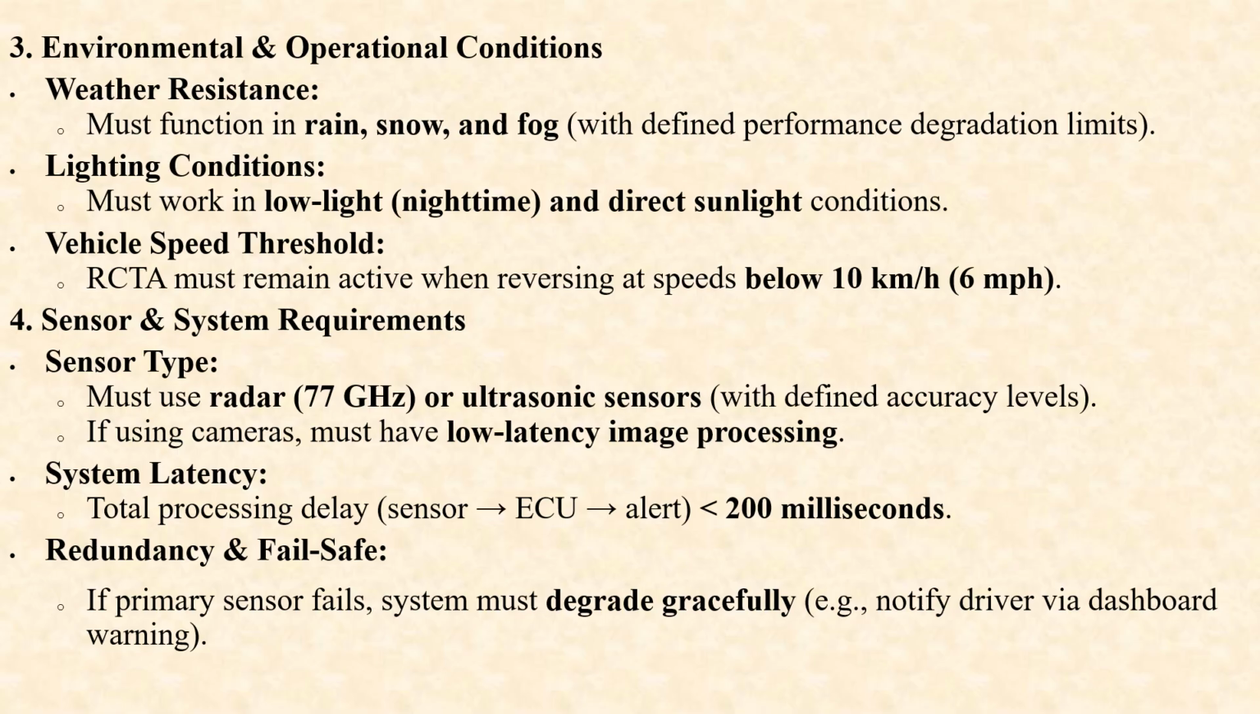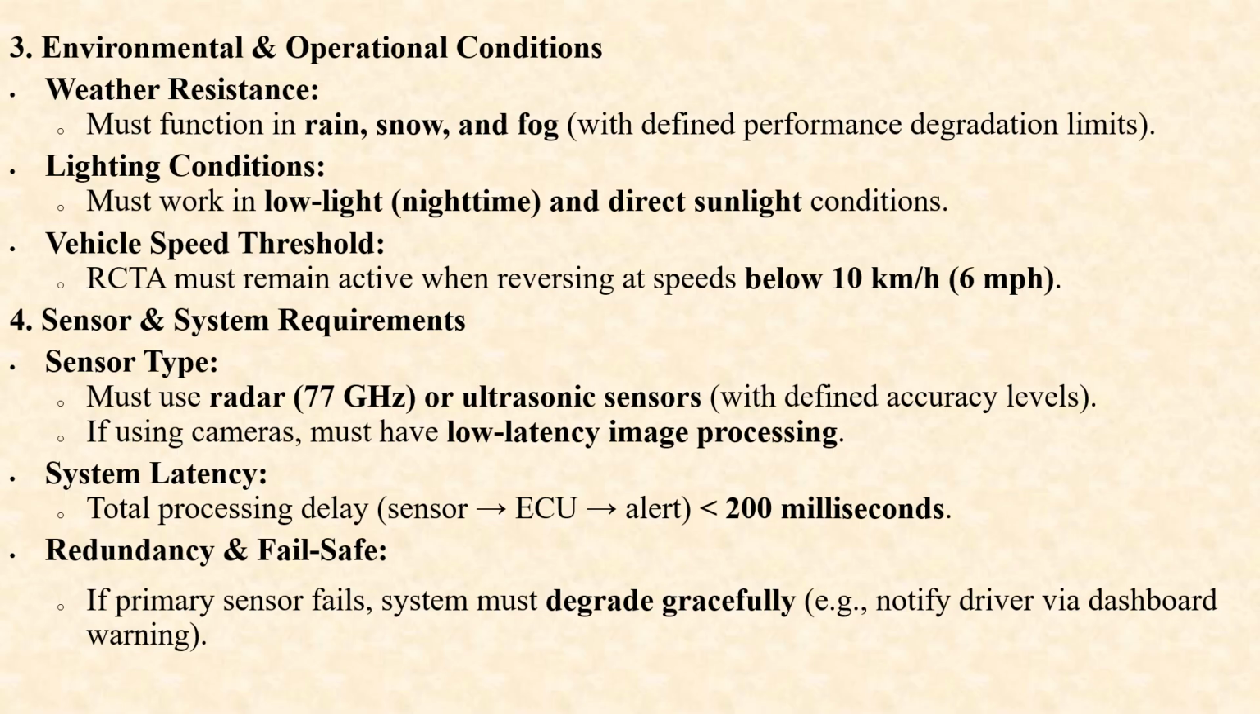Now, because this always comes into picture when the vehicle is in reverse gear, the max reverse gear speed must be clearly specified, and here the OEM has selected a max reverse gear speed of 10 km per hour or 6 miles per hour. All right. Next, let's see the sensor and system requirements.